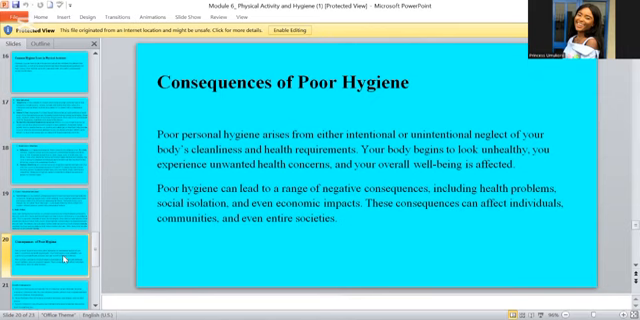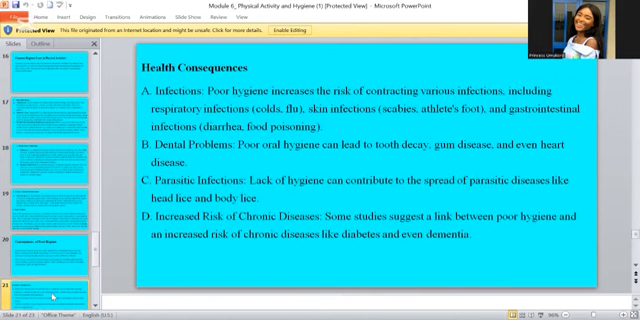Now, what are the consequences of poor hygiene? Poor hygiene can lead to a range of negative consequences, including health problems, social isolation, and even economic impact. These consequences can affect individuals, communities, and even entire society. So we'll look at the consequences based on those categories.